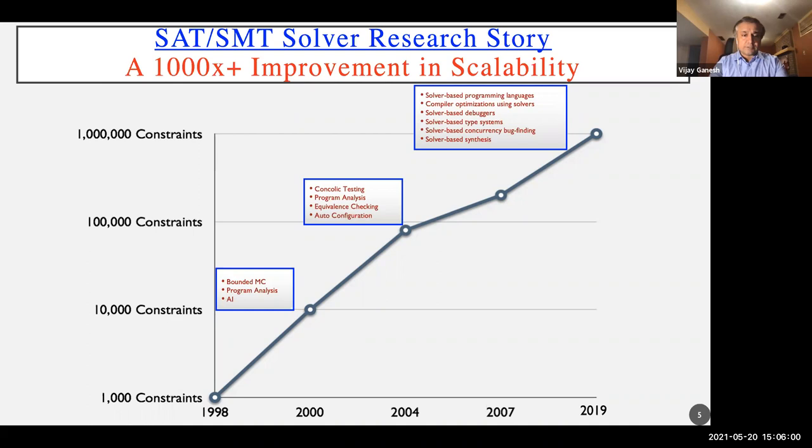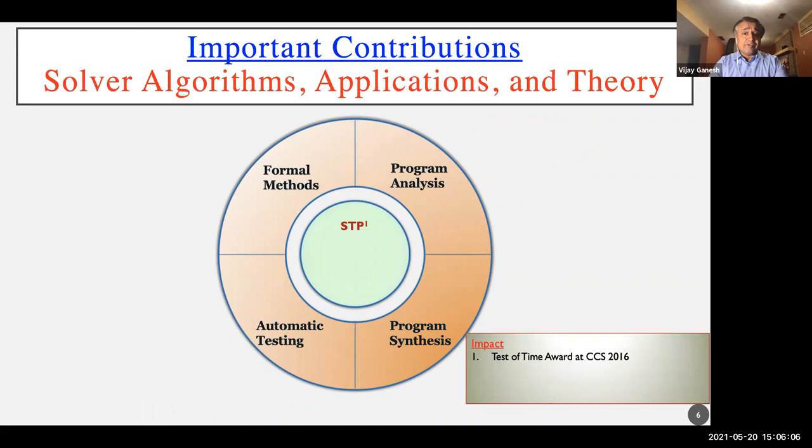So my own contributions in this setting have been as follows. I've developed five different solvers, and my career has tracked a similar trend of increasingly faster and faster algorithms. So I'm going to list my contributions very quickly here. The first solver that I built was STP, which is a solver for a theory of bit vectors and arrays, which was used as a basis for symbolic execution-based testing and analysis.